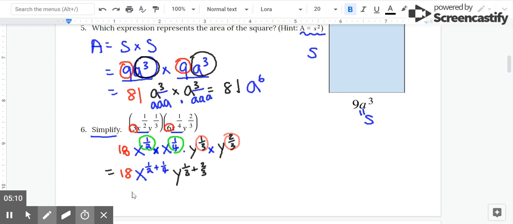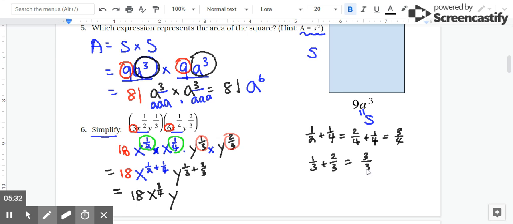So let's simplify this. So it's going to be 18x to the what power? 1/2 plus 1/4. It is 2/4 plus 1/4. It is 3/4. So x to the 3/4 power, y to the 1/3 plus 2/3, it's 3/3. 1. So if you have this, you're going to get full credit.